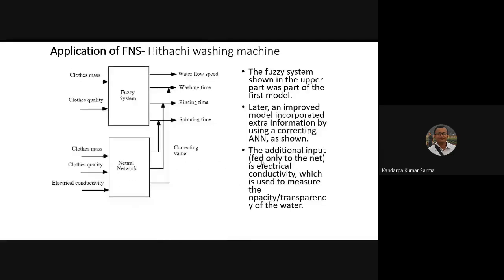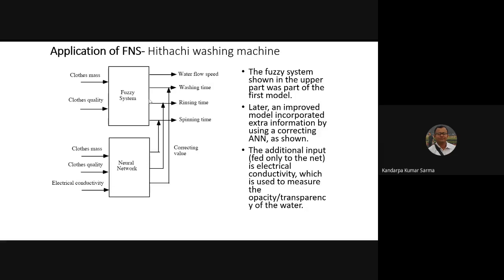Then there is one more use of the fuzzy neural system, that is the washing machine. Here you will have a feed for the clothes mass, the clothes quality. Then you will have one more neural block. And here the clothes mass and the clothes quality shall be dealt with by the fuzzy system, while the clothes mass, the clothes quality, and the electrical conductivity shall be dealt by the neural network.